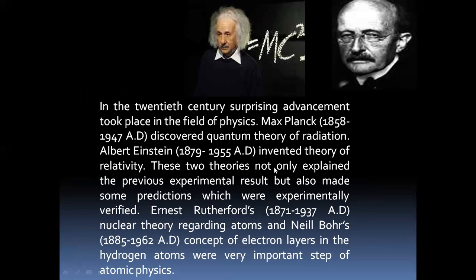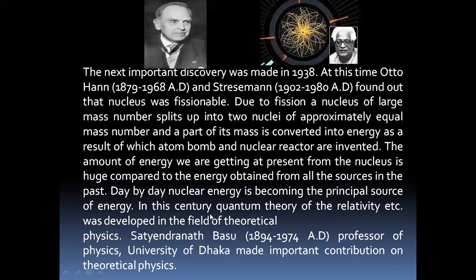These two theories not only explained the previous experimental results but also made some predictions which were experimentally verified. Rutherford and Niels Bohr gave the concept of electron layers in the hydrogen atom, which were very important steps of atomic physics.